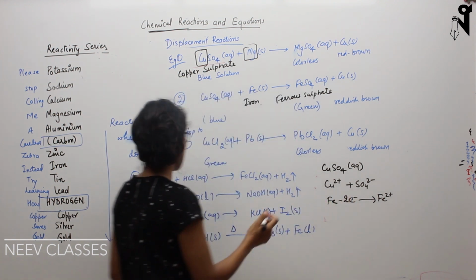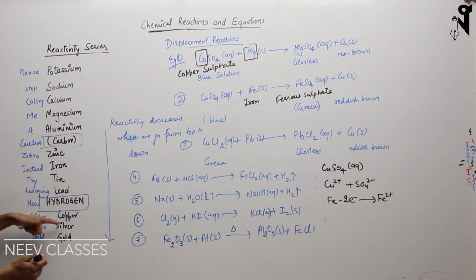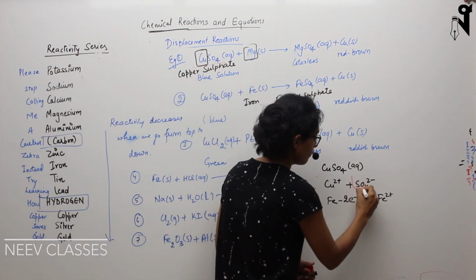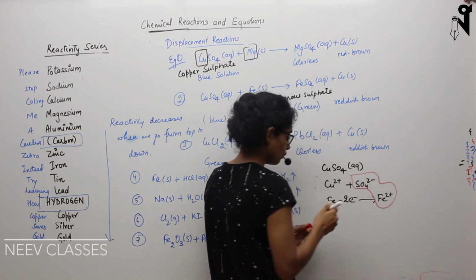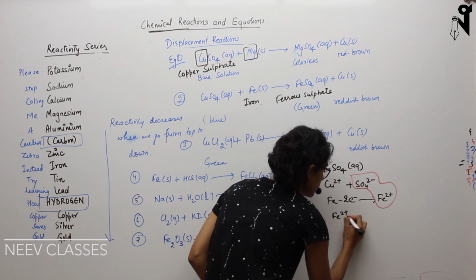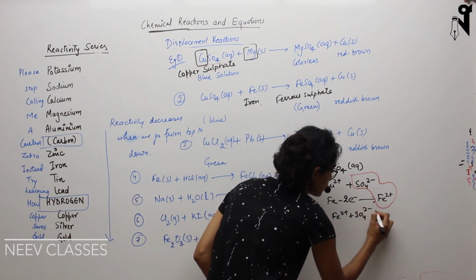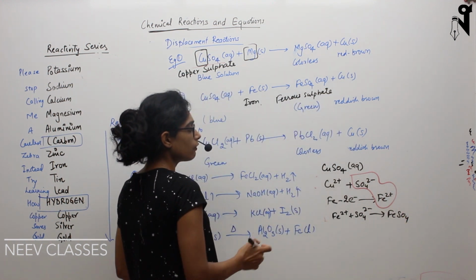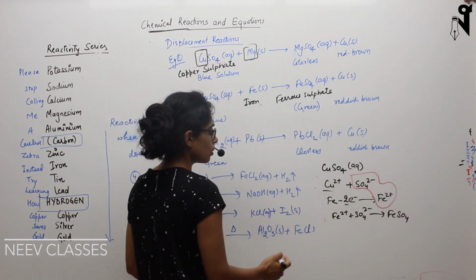Now, because iron is much more reactive than copper, this Fe and SO4 will go together, will form Fe2+ and SO4 2-, and will combine to form FeSO4. This is ferrous sulfate. Now what are we left with? We are left with copper and 2 electrons.